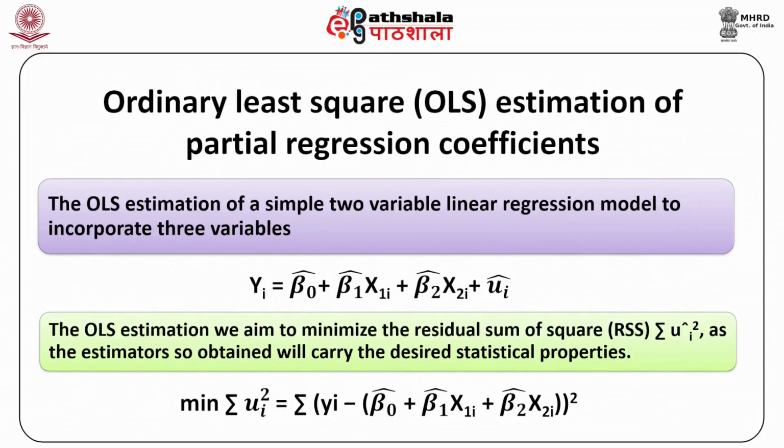Ordinary least squares, or OLS, estimation of partial regression coefficients. Here we extend the OLS estimation of a simple two-variable linear regression model to incorporate three variables. Consider the sample regression function SRF corresponding to the PRF: Yi is equal to beta hat 0 plus beta hat 1 x1i plus beta hat 2 x2i plus u hat i. The SRF must be the closest approximation of the PRF since the PRF is not directly observable.